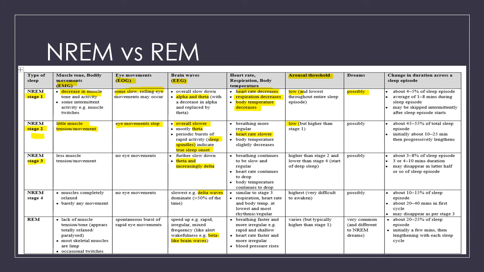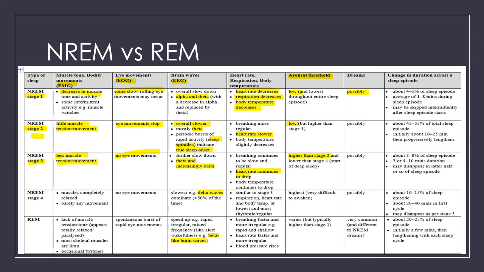Stage 3, NREM sleep, you're having less muscle tension and movement in the EMG. The EOG will show no eye movements. You'll have theta and increasingly delta. Once again, stage 3 is a transitional stage. Your breathing will continue to be slow and regular. Your heart rate continues to drop, and your body temperature continues to drop. Your arousal threshold will be higher than stage 2, but lower than stage 4. Right? You're still going to be pretty groggy if you get woken up during this point, but it takes quite a lot of pushing and shoving to wake you up.